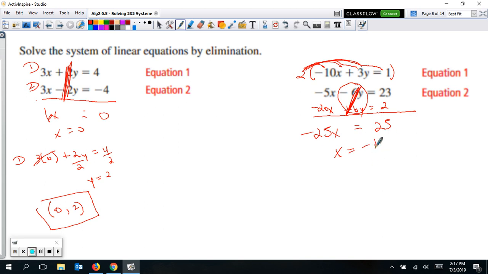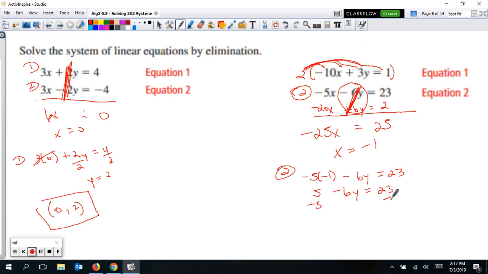So if x is negative 1, we go back into one of our equations. Just pick whichever one you want to. I'll go ahead and pick equation 2 here to do this with. So on equation 2, we got negative 5 times the x, so negative 5 times negative 1, minus 6y is equal to 23. So it's going to give us a positive 5 there, minus 6y equal to 23.